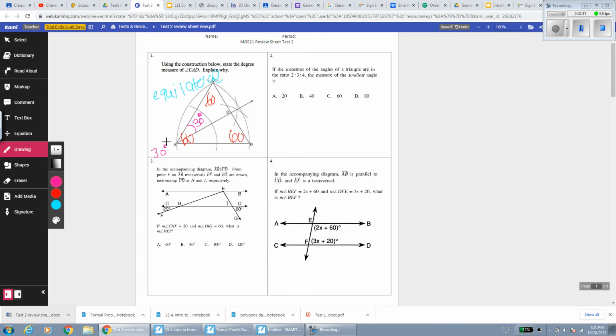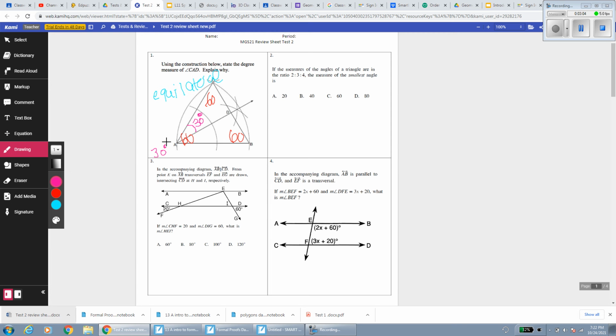The question does say explain why. Your explanation should be in words. It could be something of the sort, since the triangle is equilateral, all of the angles measure 60 degrees. Since angle A is being bisected, it's cut into 2 congruent or equal parts. So angle CAD is 30 degrees. You can write that however you want, as long as you fully explain why angle CAD is 30 degrees, because the question is asking for the degree measure of angle CAD.